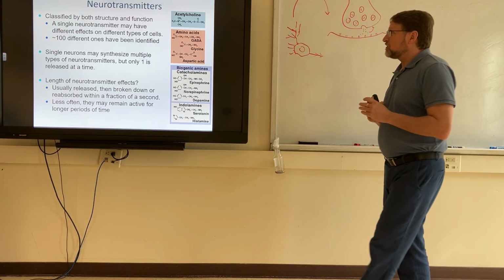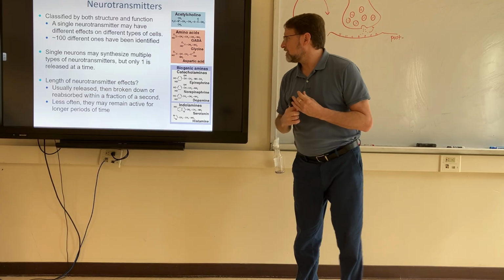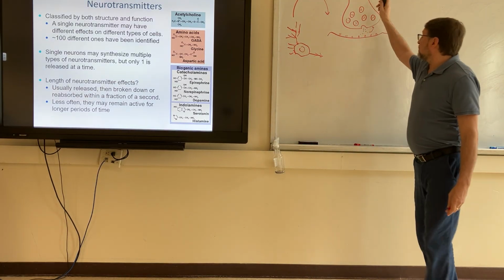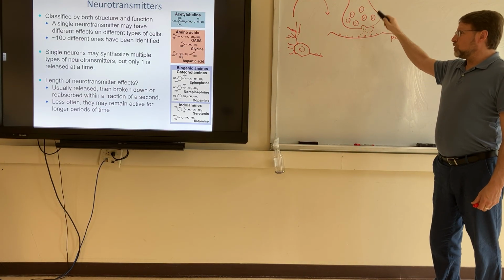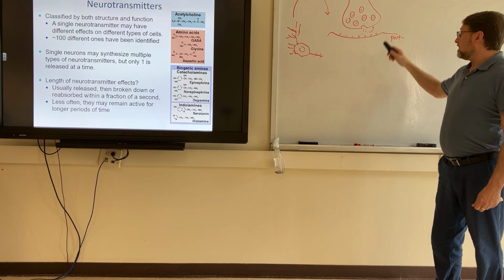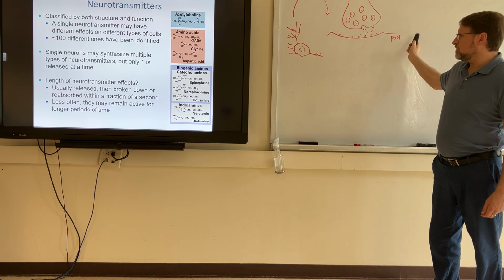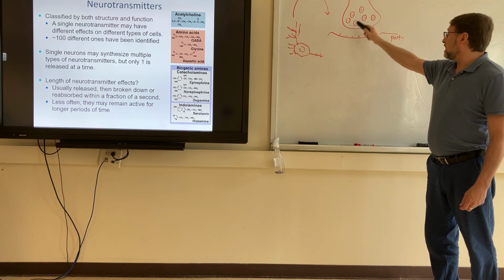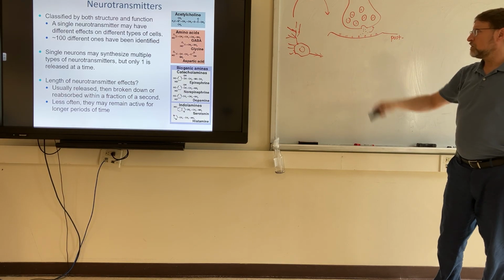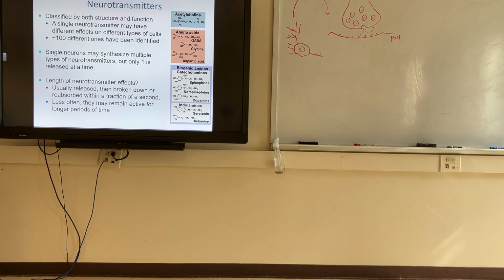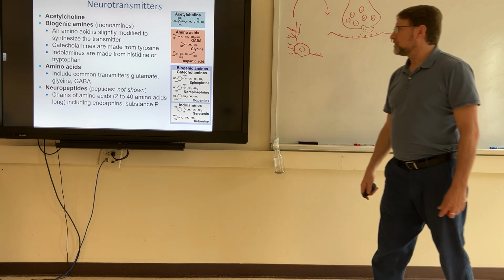So there's over 100 different types of neurotransmitters hanging around out there. As I mentioned, a single neuron can make multiple types, but it will only release one at a time. And then they will hang out here in just a fraction of a second, make the signal continue, and then break down, but they can hang around longer. And that's again where the medicine and drug changes will affect how our neurons talk to each other.